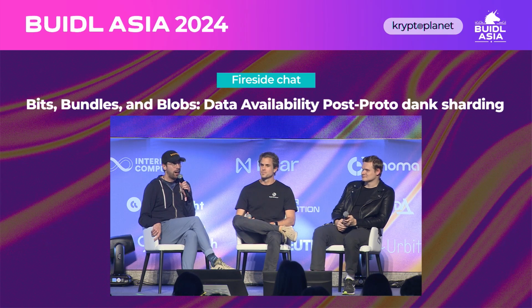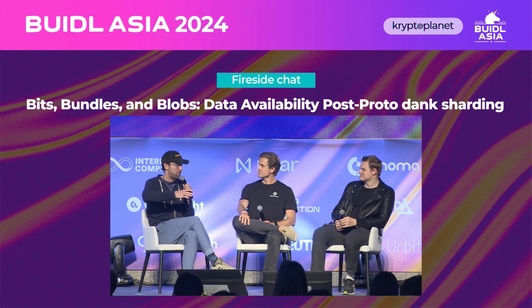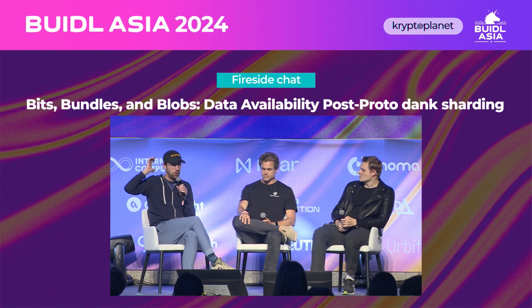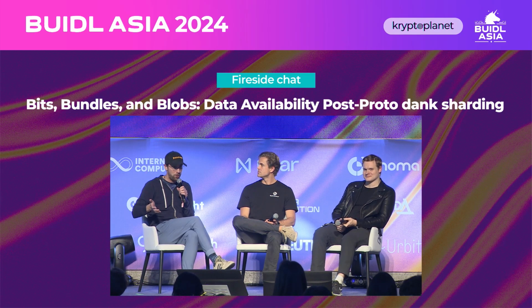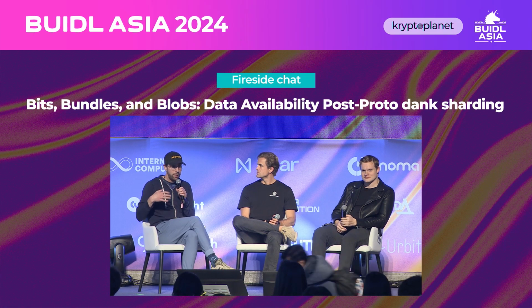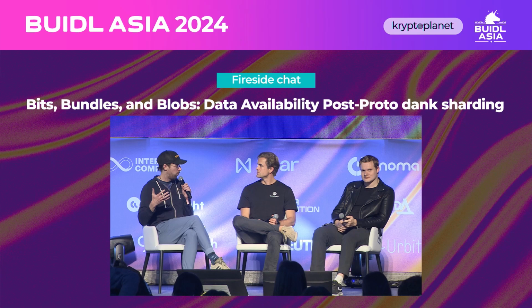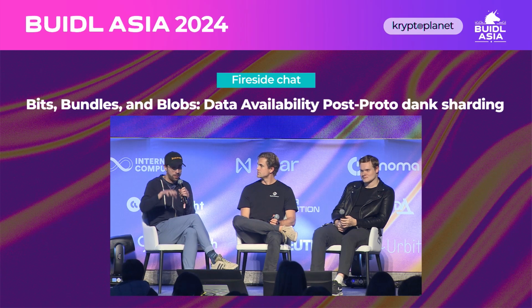100%. Okay, I promised we would talk about Proto-Danksharding. It's in the title of the talk, so let's make sure we spend a few minutes on that. For anyone who has been living under a rock, there was a very large, important Ethereum network upgrade that happened a few days ago called Dencun. That included, I think it's 4844, right? Maybe I have the number wrong. I always get these EIP numbers wrong.